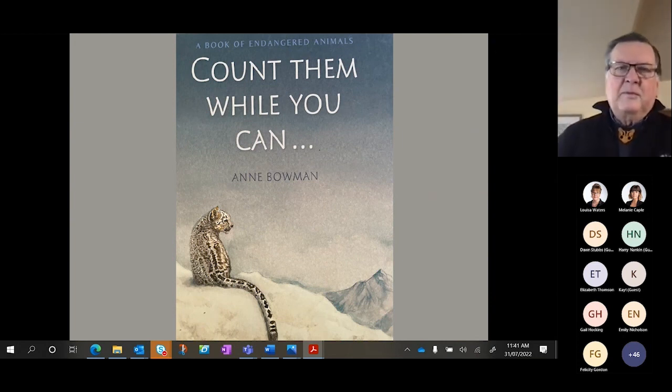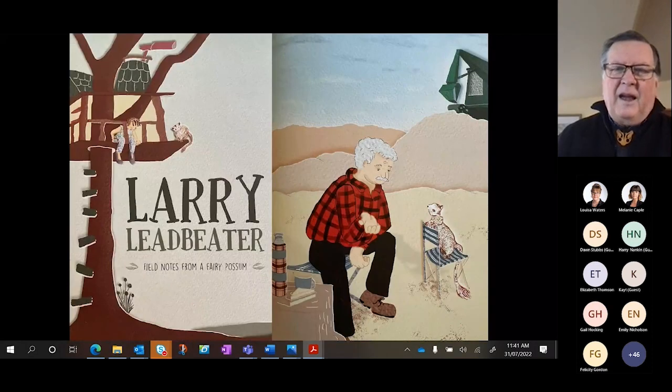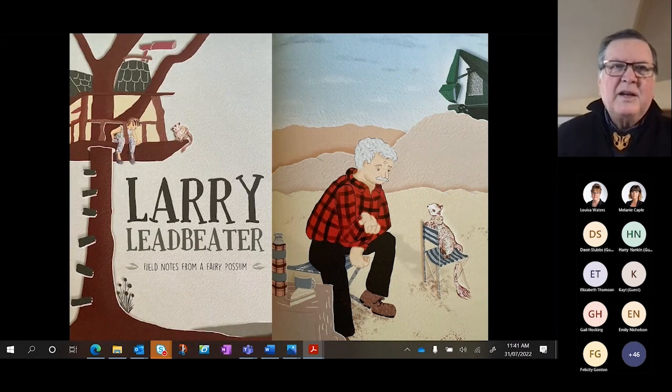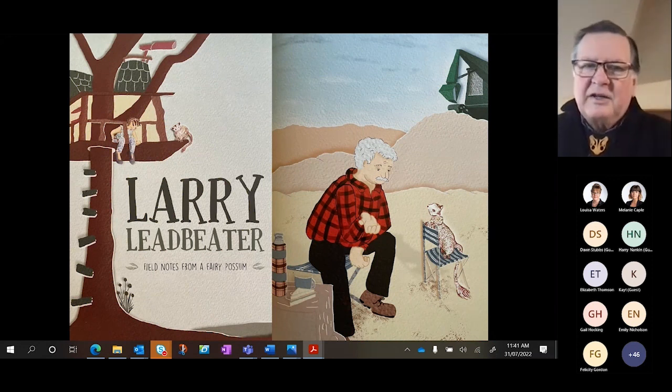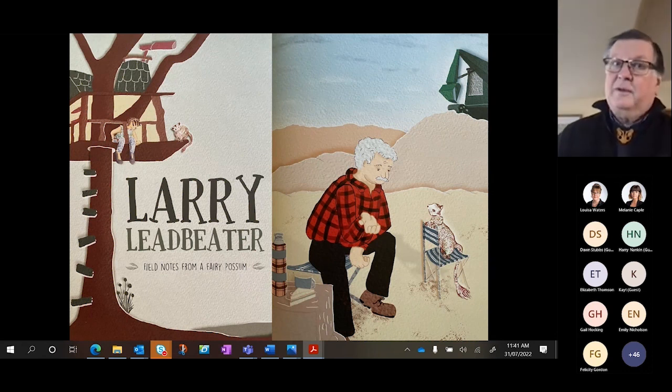This is another book for smaller children. Count Them While You Can. And so there's the illustration of Leadbeater's possum. It's a counting book, and Leadbeater's possum is number 1. And this is a recent book by Jo Watson, Larry Leadbeater. Her illustrations use collage and a number of different techniques, so they're actually very present. It's a fabulous book to look through, particularly with small children.